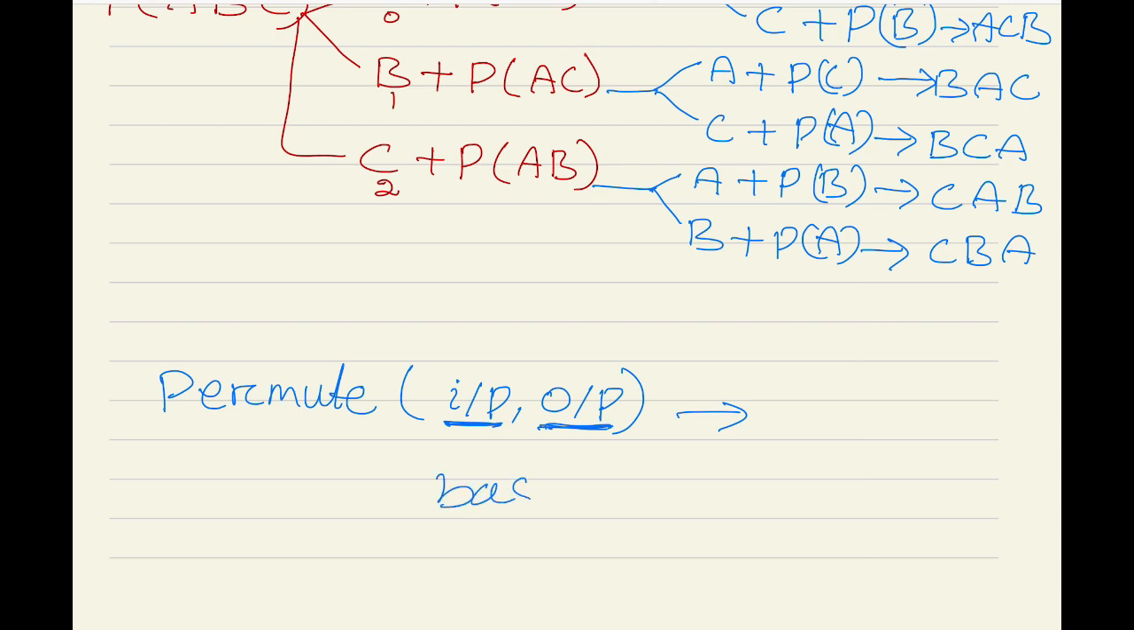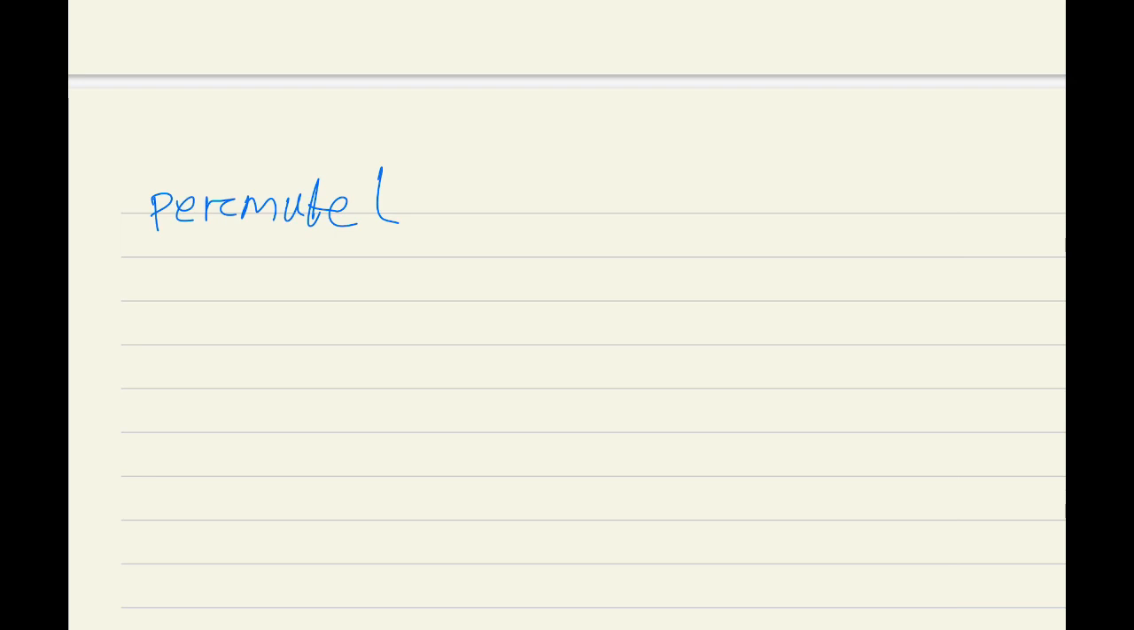So base case means input length is 0. Now consider the name of the method is permute, and in this method we want to keep track of both the input and output. That's why I am writing IP for input and OP for output. Now consider initially the input is A and the output is empty.